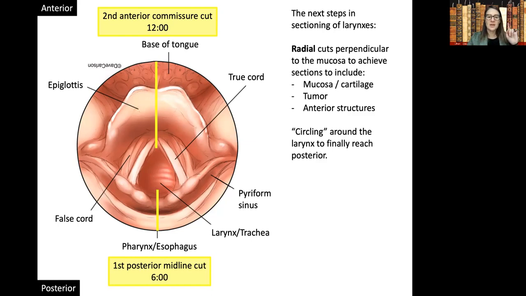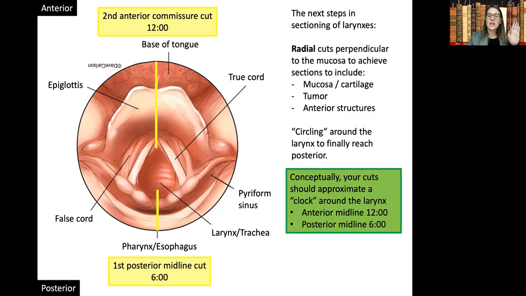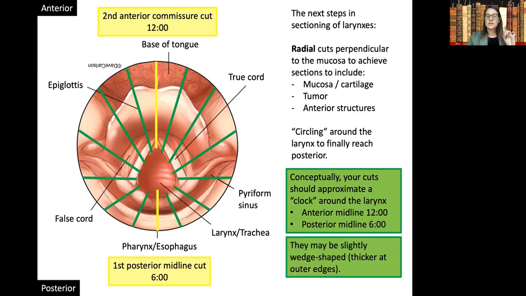Those remaining cuts are essentially taken clockwise around the larynx. In this case, starting from essentially 1 o'clock, we're walking our way around with our cuts until we get to 6 o'clock and doing the same procedure on the opposite side. So we end up with sort of a clock face around the larynx. Your sections may be slightly thicker at the outer edges, as you might imagine, sort of a wedge shape, which is okay, because this will still allow us the best view of all of the compartments and their relationship to the epicenter of the tumor.